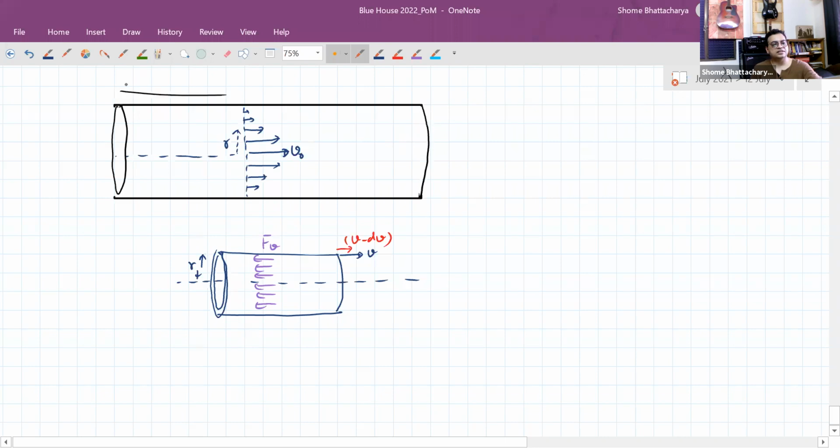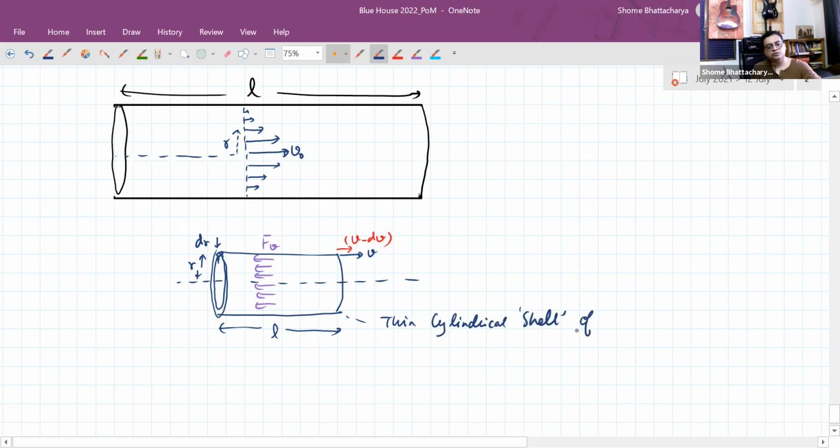So we are considering a section of the pipe which is of length L. Here I made a diagram of a section of fluid within the pipe, like a thin cylindrical shell of thickness dr, radius r, which is moving like this. This thin cylindrical shell of fluid is going to experience viscous force on its outer surface.